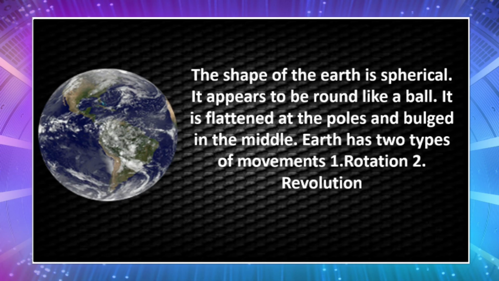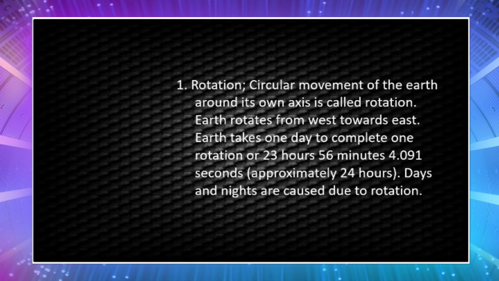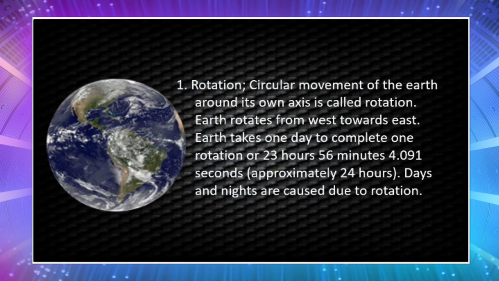Earth has 2 types of movements, that is, one is rotation, second is revolution. Rotation. Circular movement of the Earth around its own axis is called rotation. Earth rotates from west towards east. Earth takes 1 day to complete one rotation, or 23 hours 56 minutes, that is 4.091 seconds, approximately 24 hours, which we call it as a day. Days and nights are caused due to rotation.